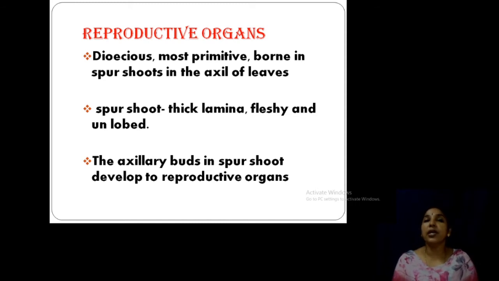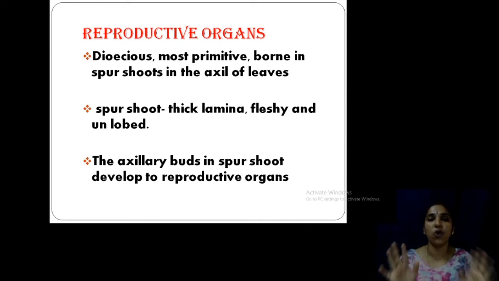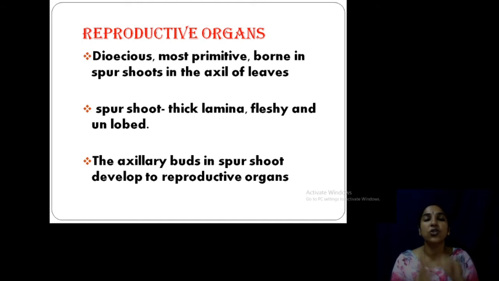So, the reproductive organ: the plant is dioecious, meaning male and female are in separate plants, and this is the most primitive arrangement. The reproductive part is observed in the spur shoot, clear, or dwarf shoot, in the axil of leaves. So, the dwarf shoot or spur shoot alone bears the reproductive organ, and it is the most primitive and dioecious in nature. And the spur shoot has a thick, fleshy lamina, usually unlobed. We already discussed it in the morphological part.